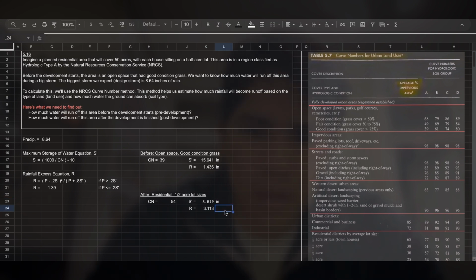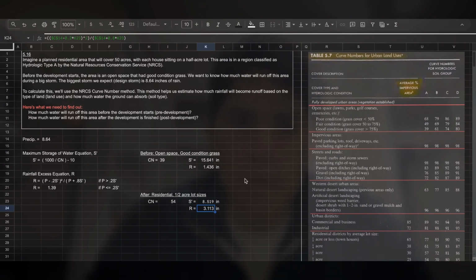This is inches, and the runoff is inches. So as expected, we used to get only 1.44 inches of runoff, and after the development, with the residential, we get more runoff.